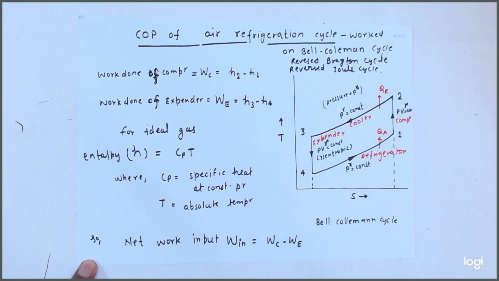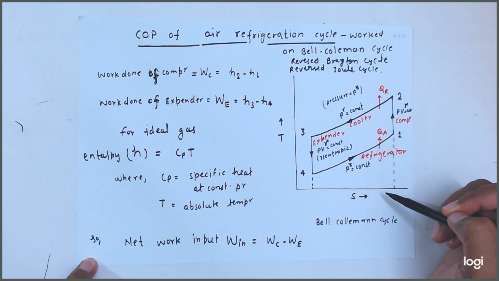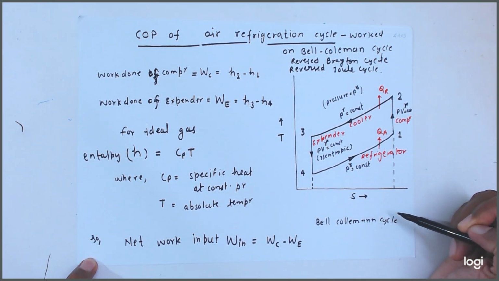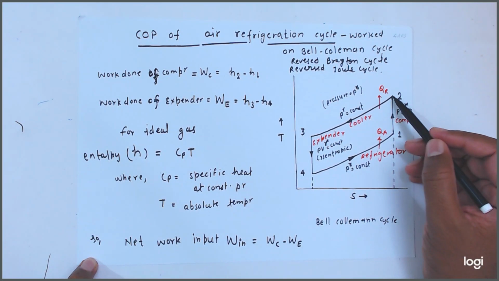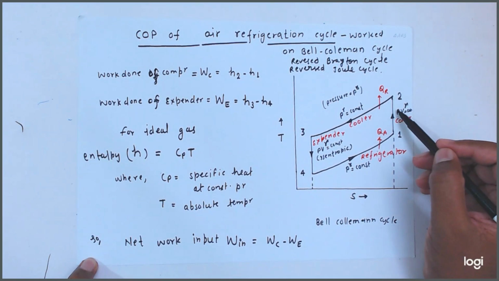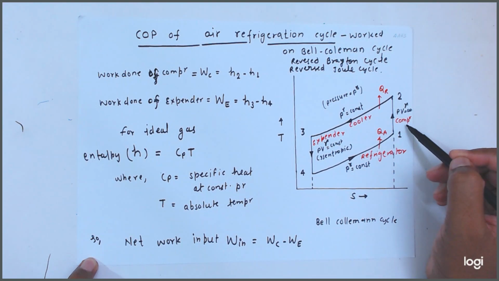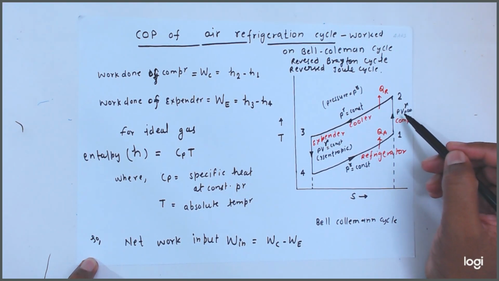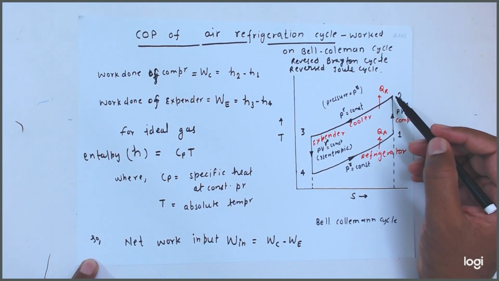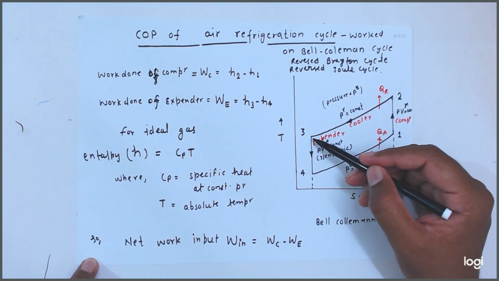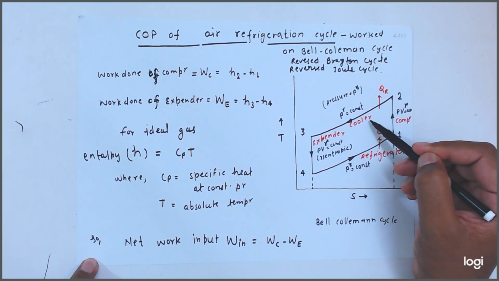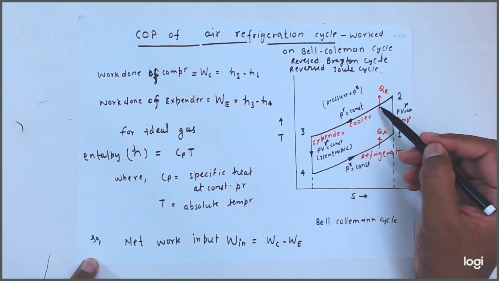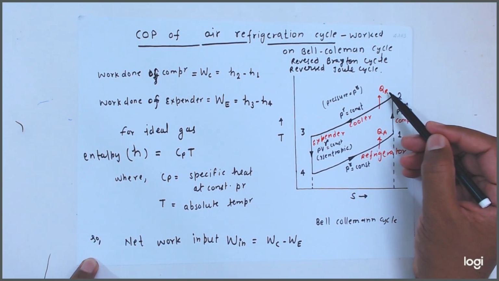Okay, so friends, this is the TS diagram of the Bell Coleman cycle. In this process, 1 to 2 is the isentropic process done in the compressor. It will follow PV to the power gamma equal to constant. Then process 2 to 3 is the constant pressure process followed in the cooler section. Here, heat rejection takes place.